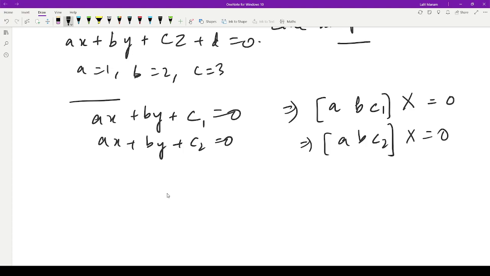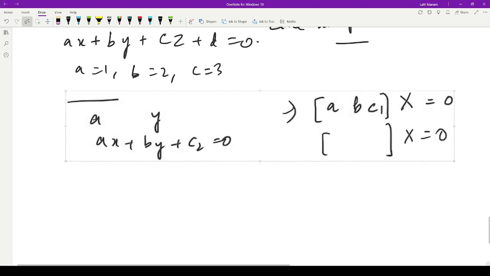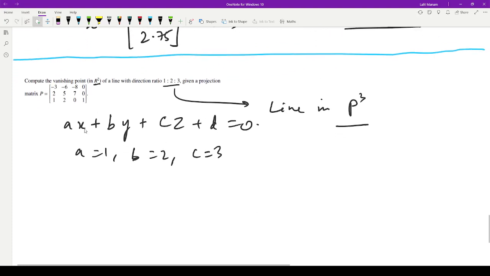We'll discard this part for now. Sorry about that. What I was trying to say is that two parallel lines in 2D meet at the line at infinity, right? Similarly, two parallel lines in 3D meet at the plane at infinity.